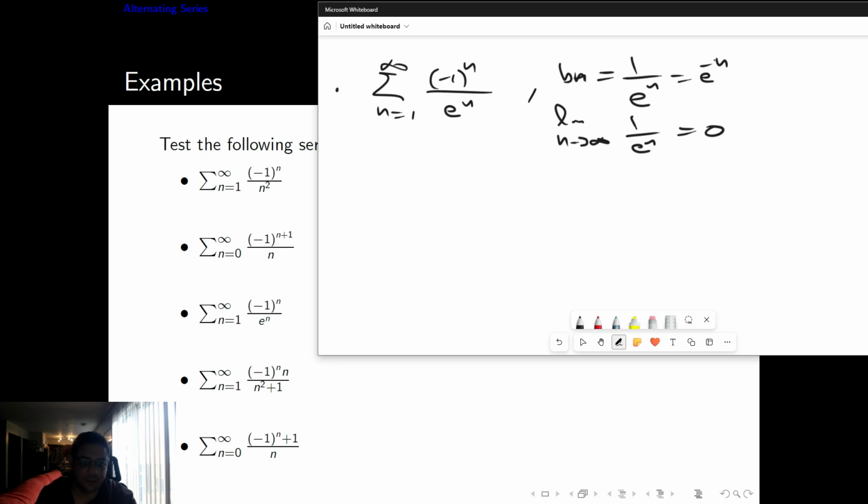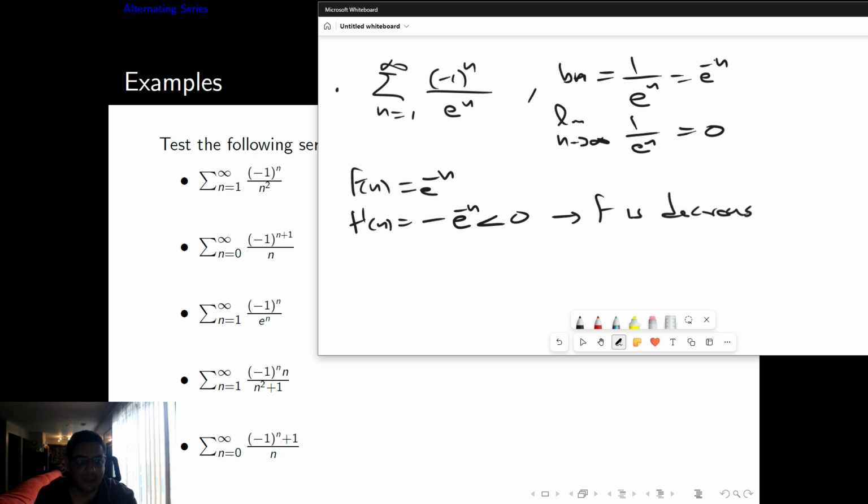Depending on the type of function or the type of sequence, one method can be much easier than the other one. Which one? Well, it depends. It's up to you to show it. For example, with an exponential, I think it's going to be difficult to show an inequality, so I prefer to go with f of n equals e^(-n), and then f prime of n being minus e^(-n). This being negative implies that f is decreasing, and then that implies that Bn is decreasing.